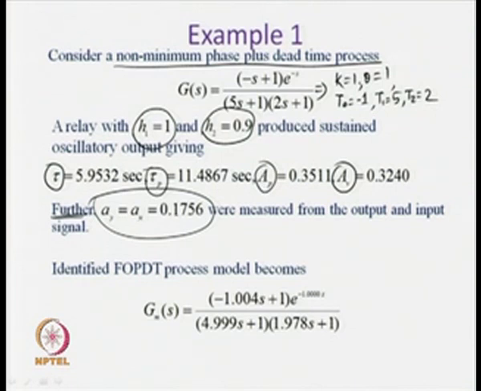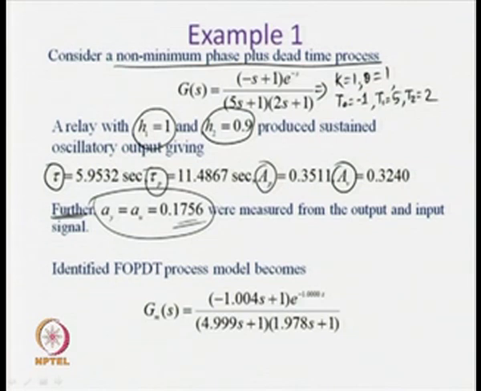AU is equal to 0.1756. How can you measure such fine values? You have to employ some routine to make accurate measurements. Now, using the fact that the steady state gain is given by the ratio of AY upon AU, which is nothing but 1, because AY is equal to AU, the one parameter of the transfer function model is estimated.